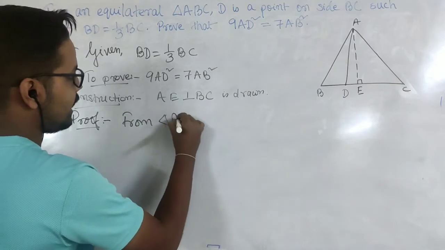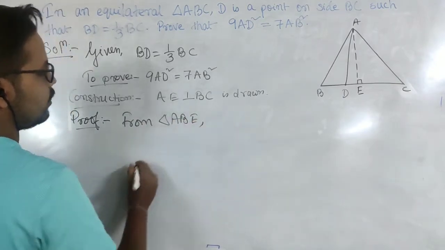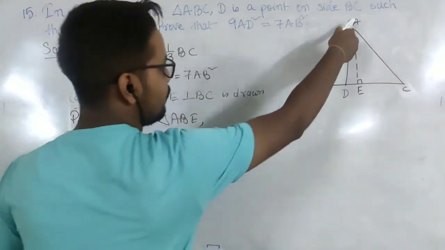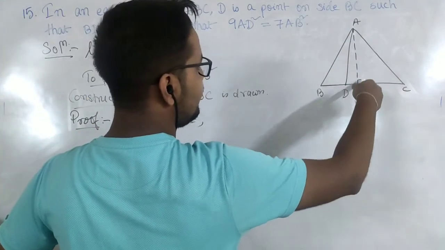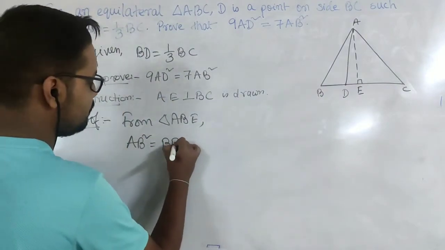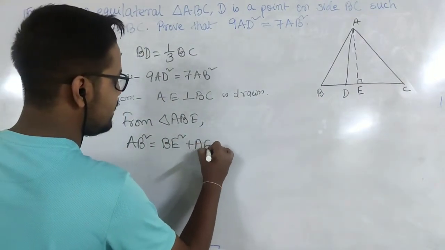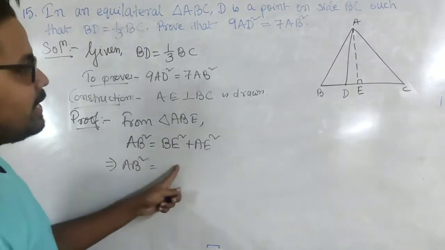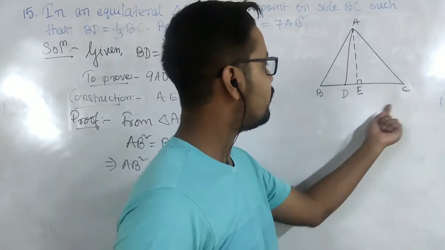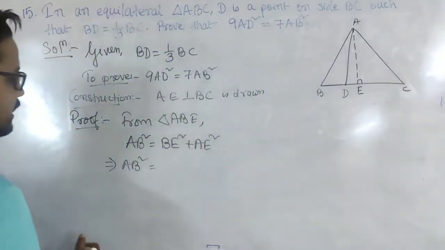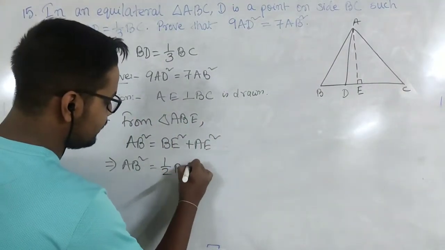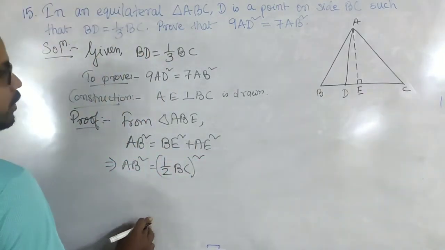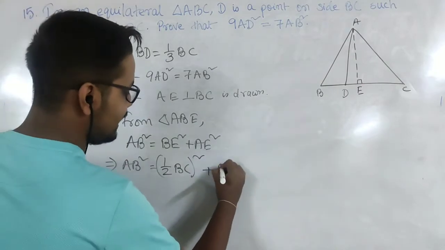From triangle ABE, what we can get is AB squared, since AB is the hypotenuse here, AB squared equal to BE squared plus AE squared. Let's keep AB as AB. Now BE, as I said, is going to be half of BC. So we can write BE as half of BC whole squared, because E is the midpoint. Then we are going to write AE as it is.